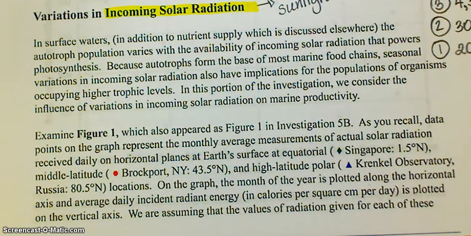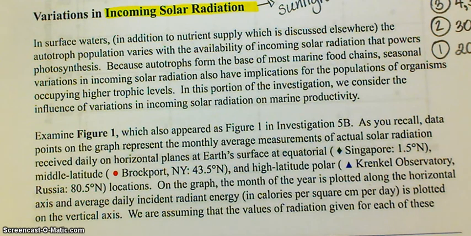In surface waters, in addition to nutrient supply, which is discussed elsewhere, the autotroph population varies with the ability of incoming solar radiation that powers photosynthesis. What that means is your autotroph population, like for instance in a marine ecosystem, your autotrophs are your phytoplankton. So phytoplankton populations are going to depend on how much sunlight you have. That's basically what that sentence says.